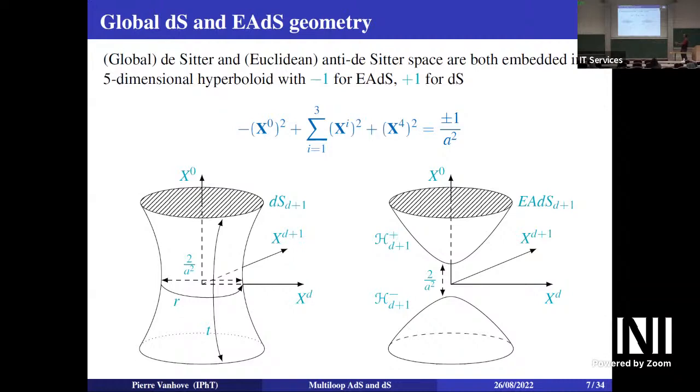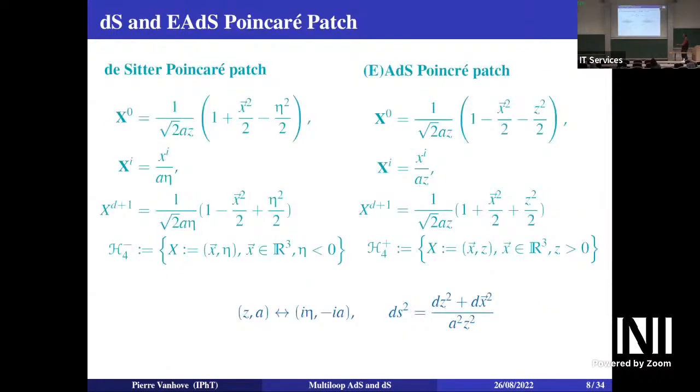And here is the time direction. So for this sheet, x0 is positive. For this sheet, x0 is negative. Right? Okay. And the thing is that we will be mapping the computation to that, and then going back to that at some point. So in a Poincaré patch, the de Sitter geometry can be parameterized in this way.